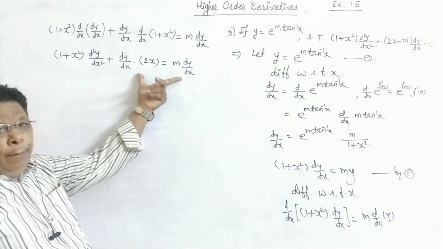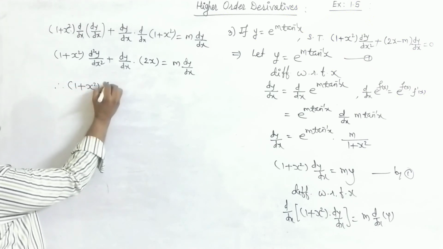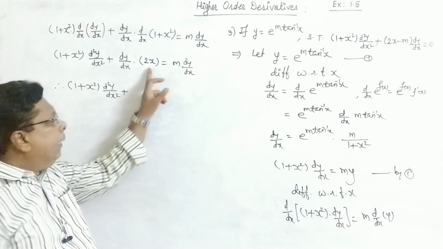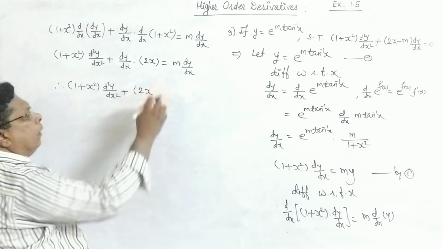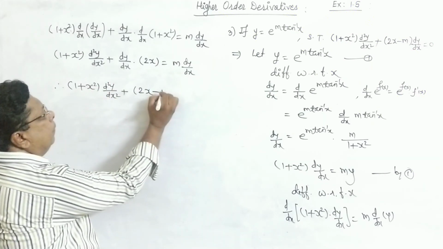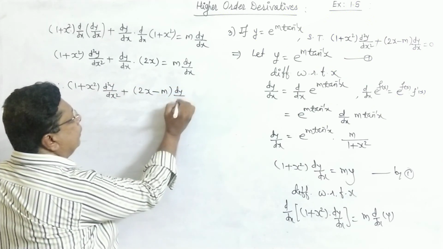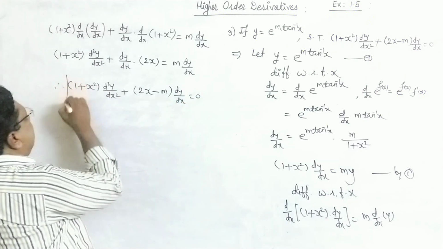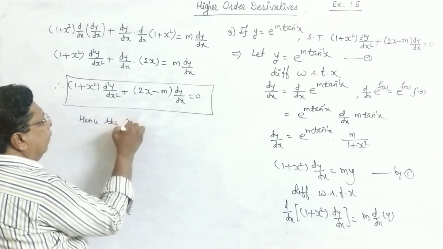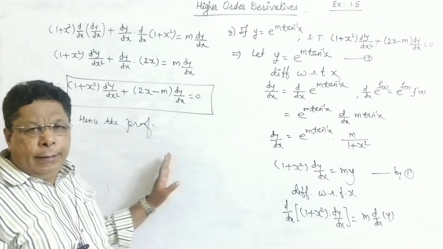Now collect the terms of dy by dx. So this can be written as 1 plus x square into d square y by dx square. Now here the coefficient of dy by dx is 2x, which is positive. Take it on the left hand side, it becomes negative, 2x minus m. Common is dy by dx, equal to 0. Hence the proof. We have proved this. Isn't it?